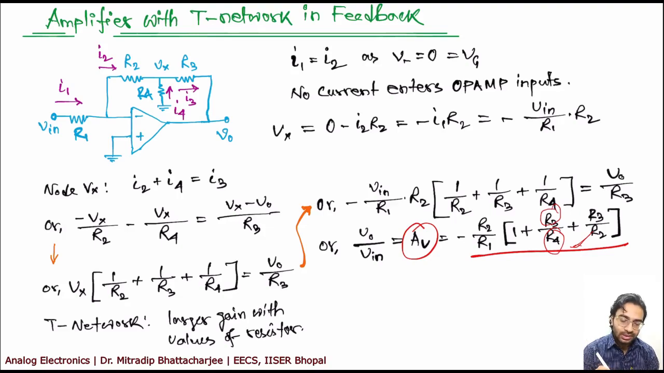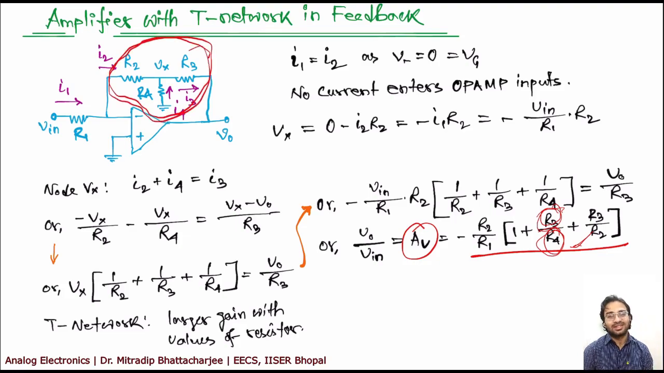Now in this case, you get two extra parameters, R3 and R4, and this will help you to increase your gain as much as you can. So it will give you some extra benefit. So the T circuit or T network that you have learned in network theory is useful in this case. So this is a simple application of T network in case of an amplifier.